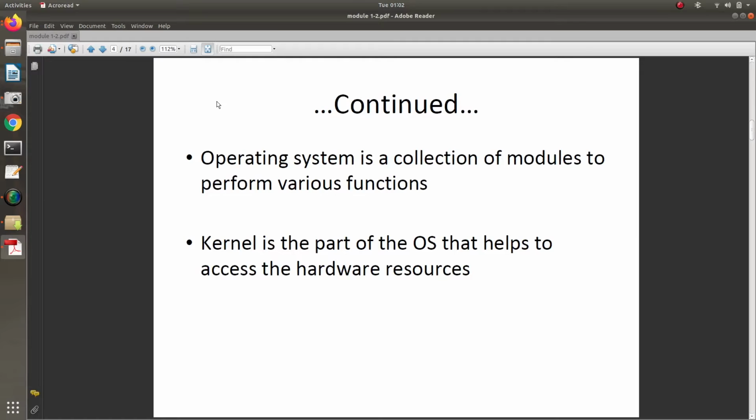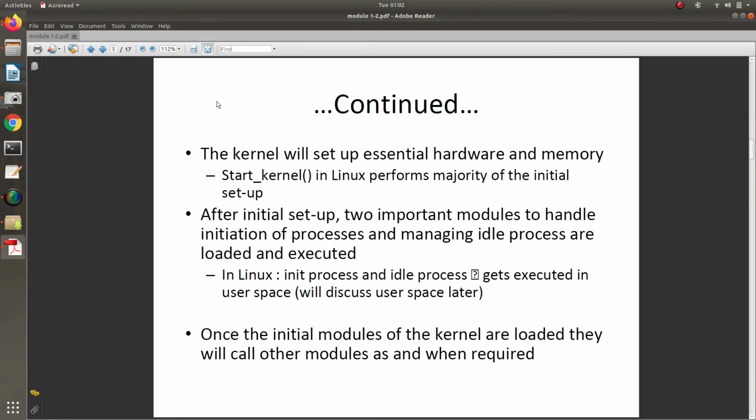Operating system is basically a collection of modules to perform various functions. Now, what is a kernel? A kernel is a part of the operating system that helps to access the hardware resources. Kernel is basically the heart of an operating system. It is what has the access to all the hardware devices. Any application that wants to access the hardware has to go through the kernel. Okay, moving on.